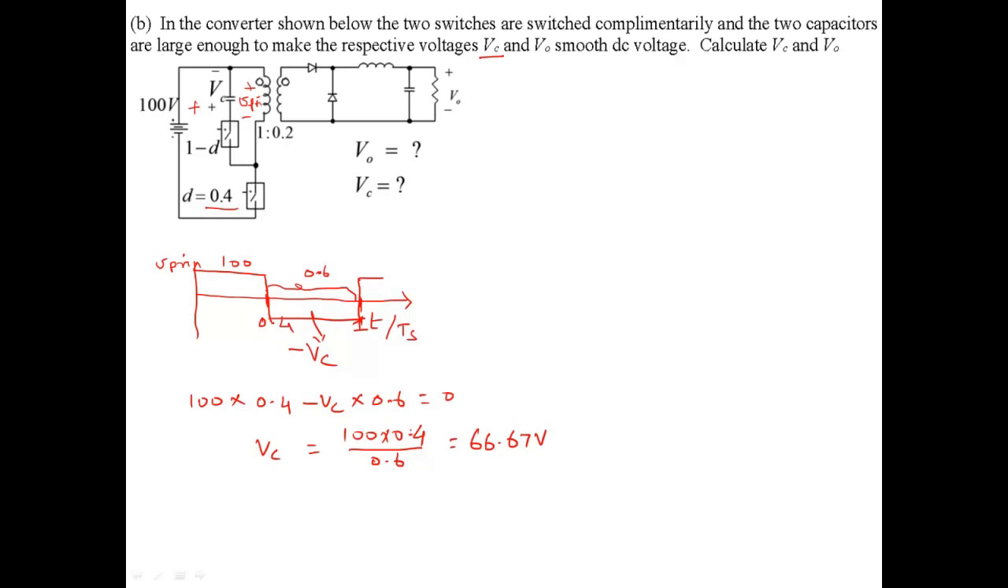So that is the first answer, VC. The second part requires you to calculate the output voltage, V out. For that, it may help to draw the secondary voltage, which is exactly the same as the primary voltage, except it is scaled by the turns ratio, which is given as 1:0.2, or N equals 0.2.